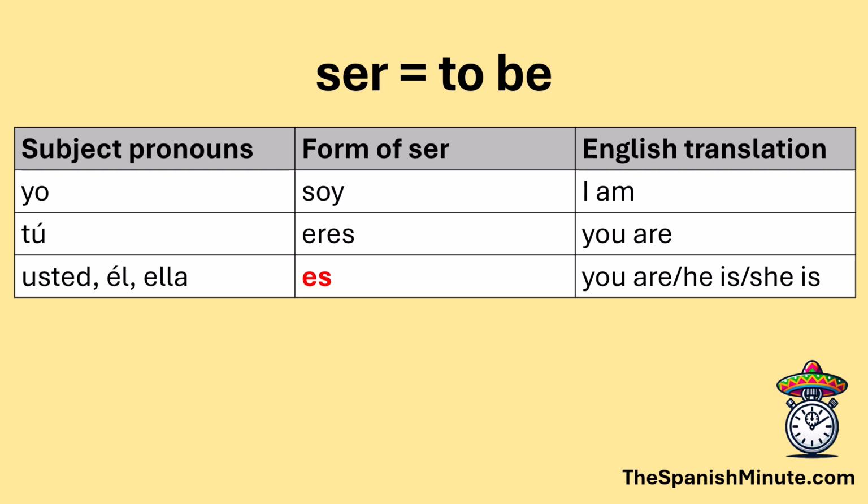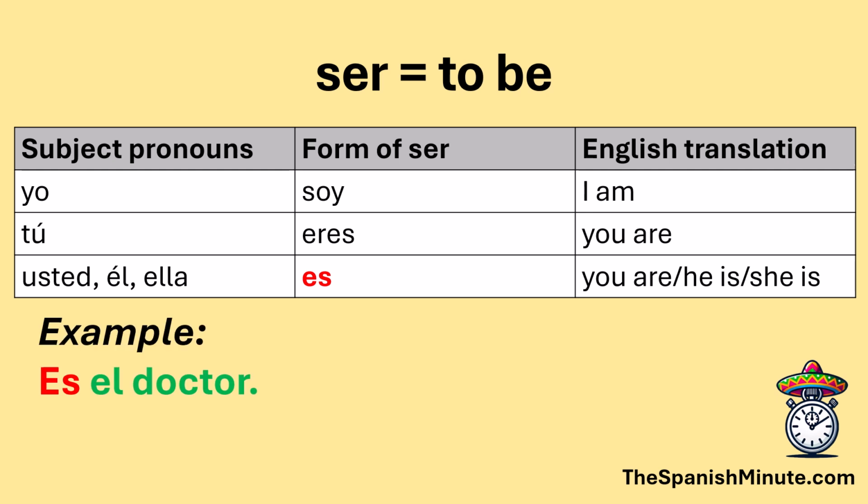The next one is es, which is associated with usted, él, and ella. Es can be translated as are or is. Es can refer to you, he, or she. If it's not clear from the context who we're talking about, you may want to include a subject pronoun.